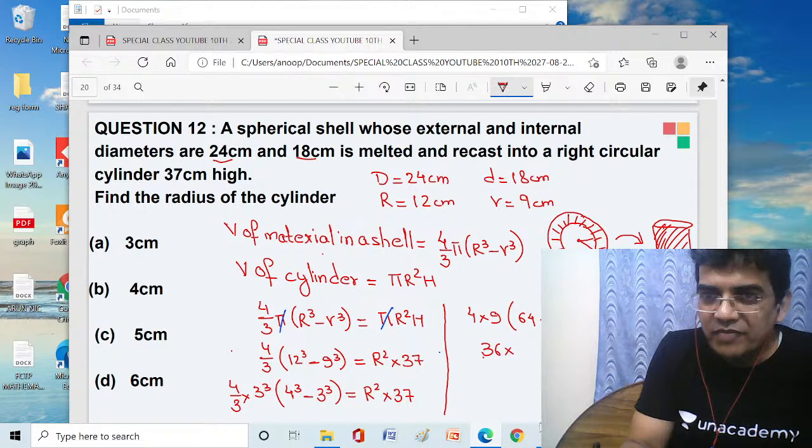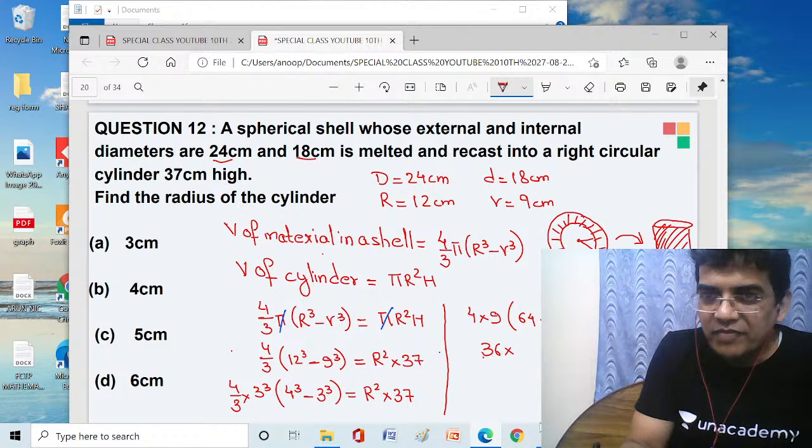So that means the radius of the cylinder will be 6 centimeter, right? They have asked this, so the answer will be option D, 6 centimeter. Remember, your calculation always becomes easy if you take common. That's what I have done over here.